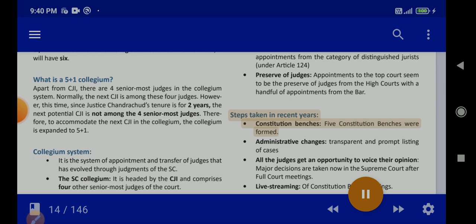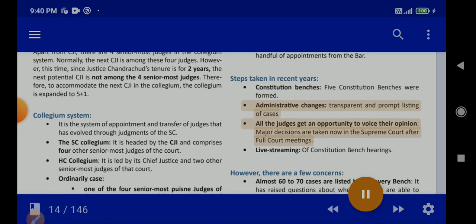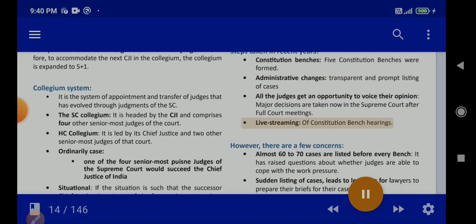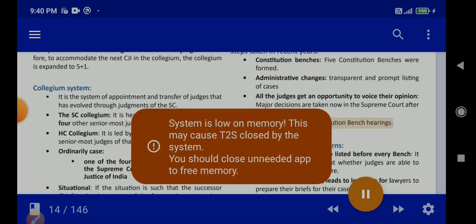Steps taken in recent years. Constitution benches: 5 constitution benches were formed. Administrative changes: transparent and prompt listing of cases. All the judges get an opportunity to voice their opinion. Major decisions are now taken in the Supreme Court after 4 court meetings. Live streaming of Constitution bench hearings.